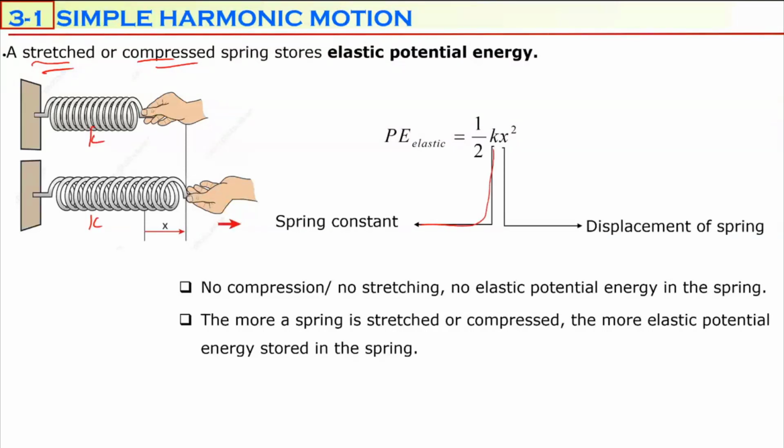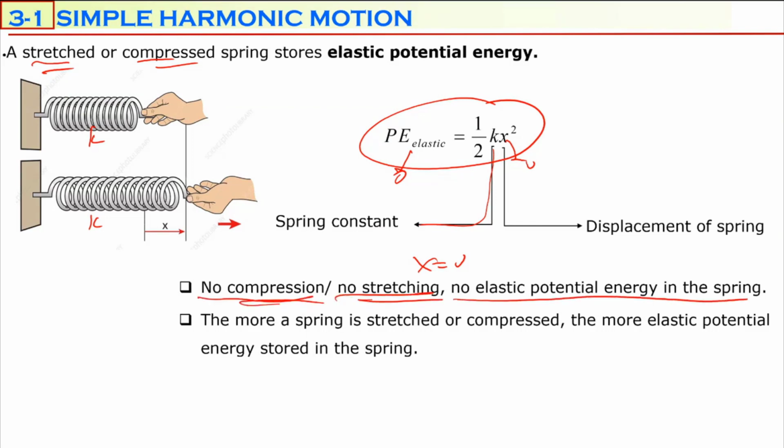X is how much you compress or stretch the spring. That's why we call it the displacement of the spring. According to this equation, if you don't compress or stretch, no compression, no stretching, then X is 0, and if X is 0, elastic potential energy becomes 0. Yani no compression, no stretching, no elastic potential energy is stored in the spring.